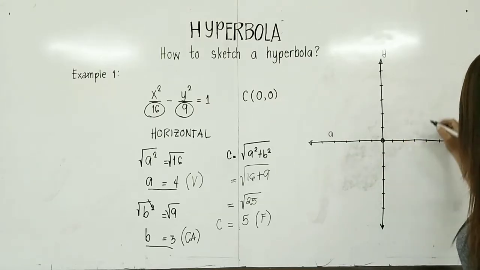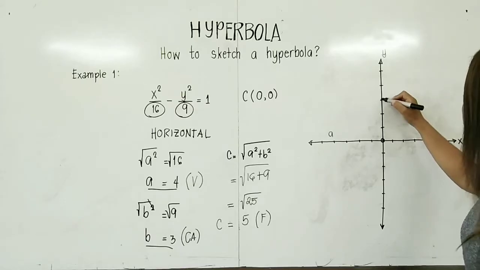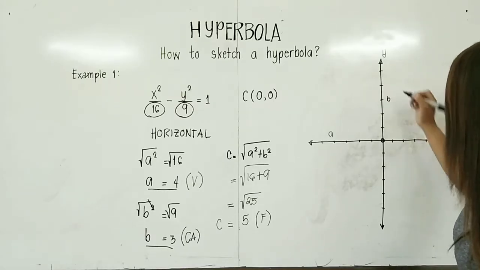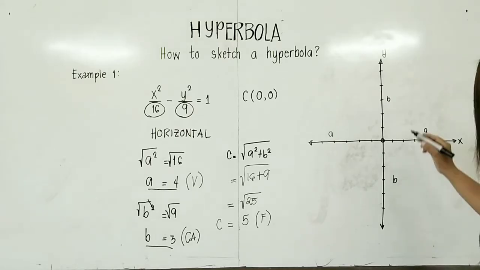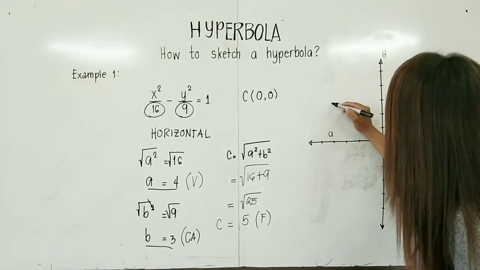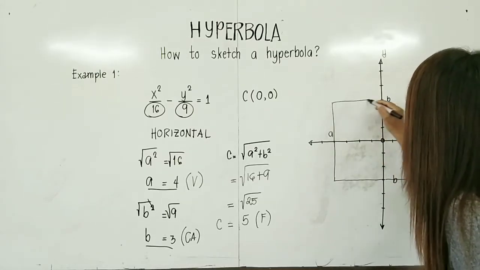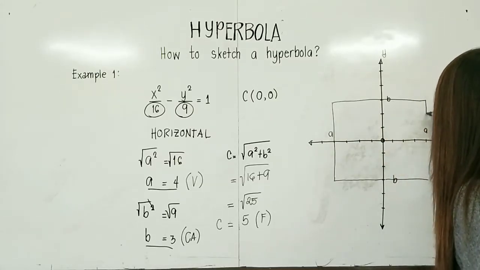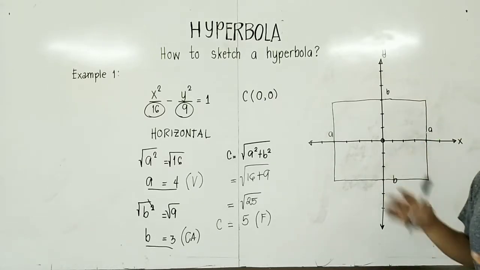1, 2, 3, 4. This is another A. 1, 2, 3. This is B. This is B. So we can sketch our central box. Okay, so this is our central box.